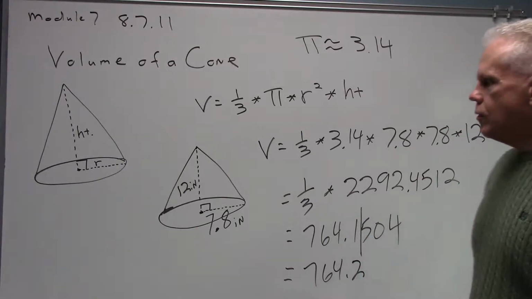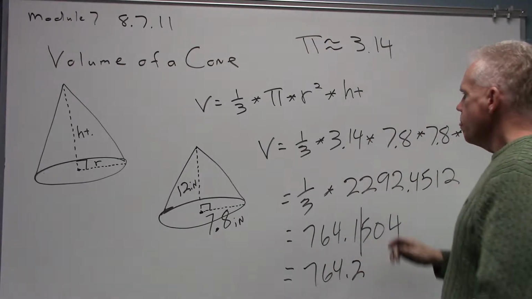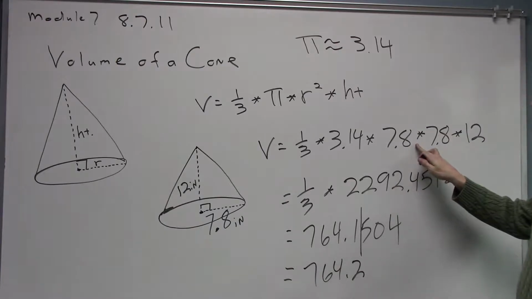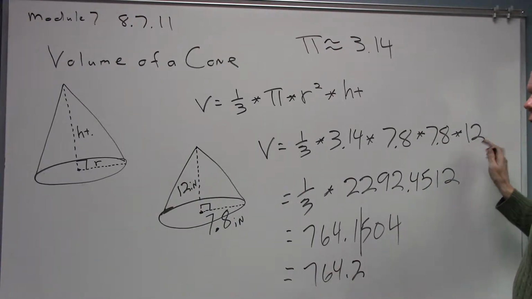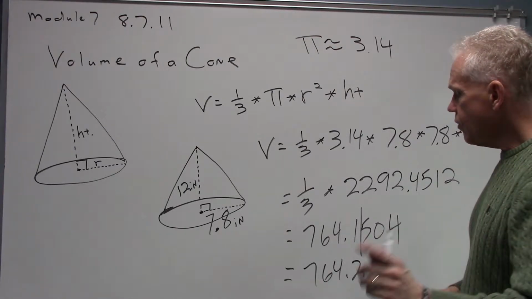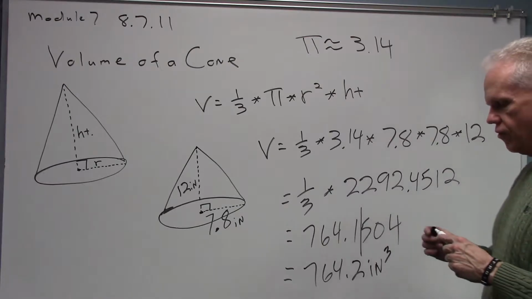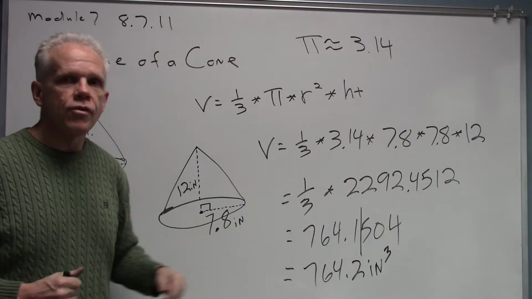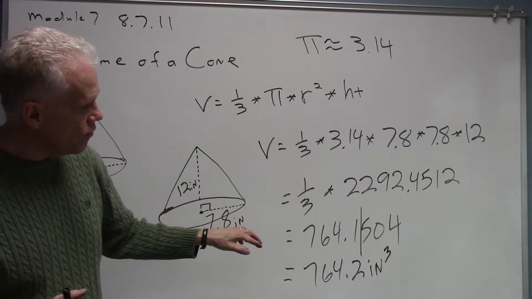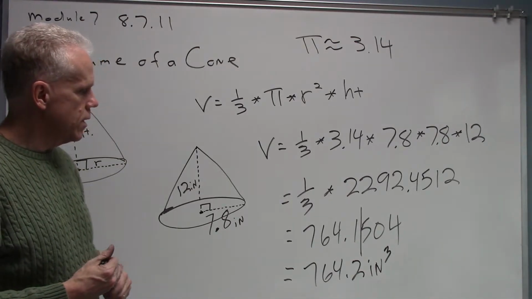Now, what about my unit? I left my units out of my multiplication because I was short on space here. But if you'll notice, this is 7.8 inches times 7.8 inches times 12 inches. So I've got inches actually 3 times, so my unit will be inches to the 3rd power. So the answer is 764.2 inches to the 3rd power, what we call cubic inches.